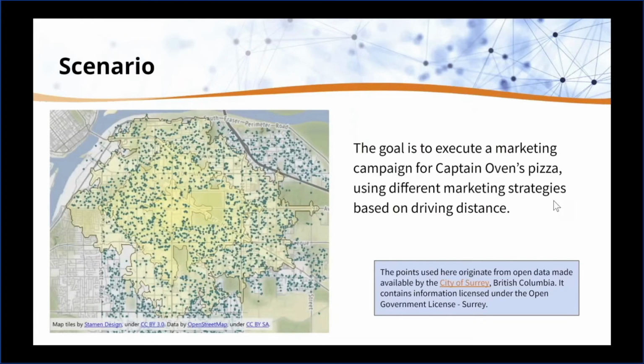So what we've decided to do is that for everyone within a 9-minute drive, we're going to send them a promotional email. Everyone that's also within a 6-minute drive is also going to get a mailed flyer. And everyone within a 3-minute drive is also going to get a mailed coupon along with their mailed flyer and promotional email.